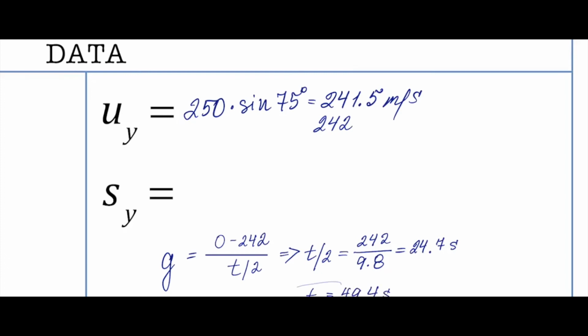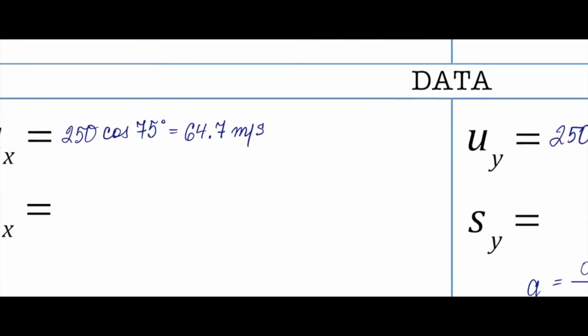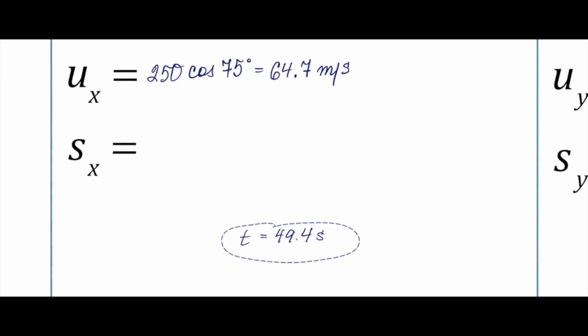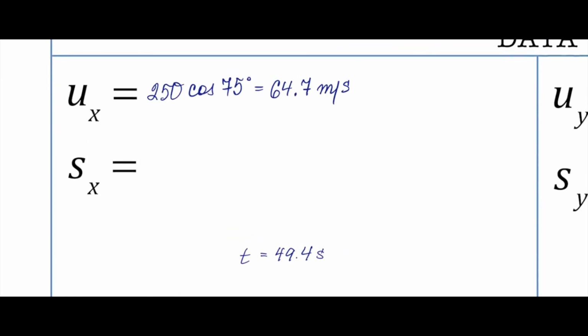And now I'm taking this time and using it in my horizontal part, because that's what I'm after. Right now I need to figure out how far horizontally my projectile traveled. So Sx is going to be 64.7 times 49.4. 3196.18, but I need to round it to 3 sig figs, so this is going to be 3200.